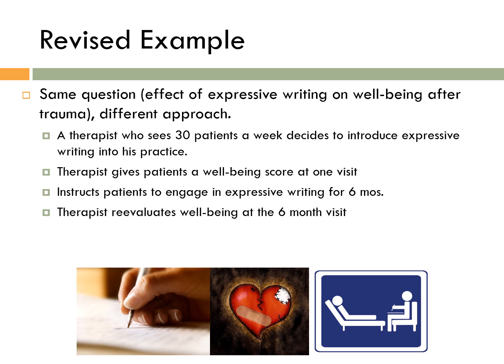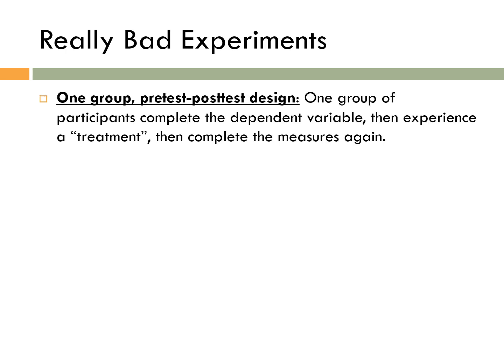So let's take a minute to think about what's happening here. We're introducing the variable of expressive writing, and we're seeing well-being. So this might, at first, seem like an okay experiment. However, it has one major problem. The issue is that it's known as a one-group pre-test, post-test design, which is actually a really bad experiment.